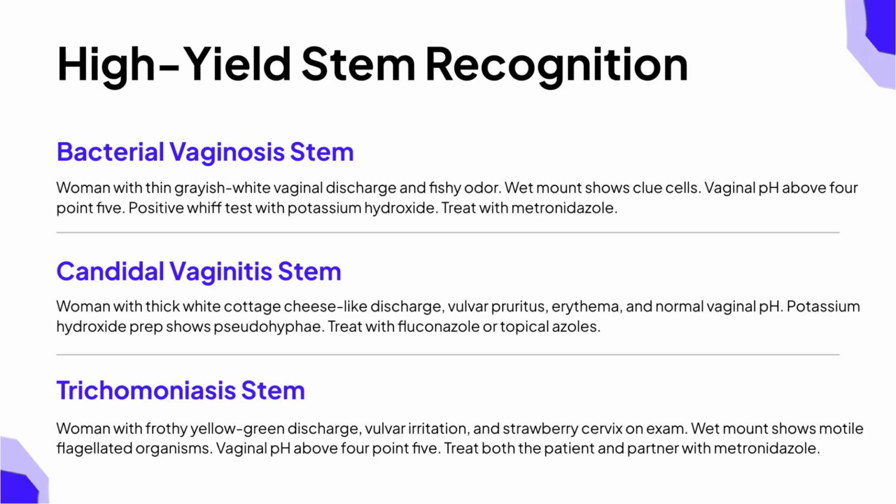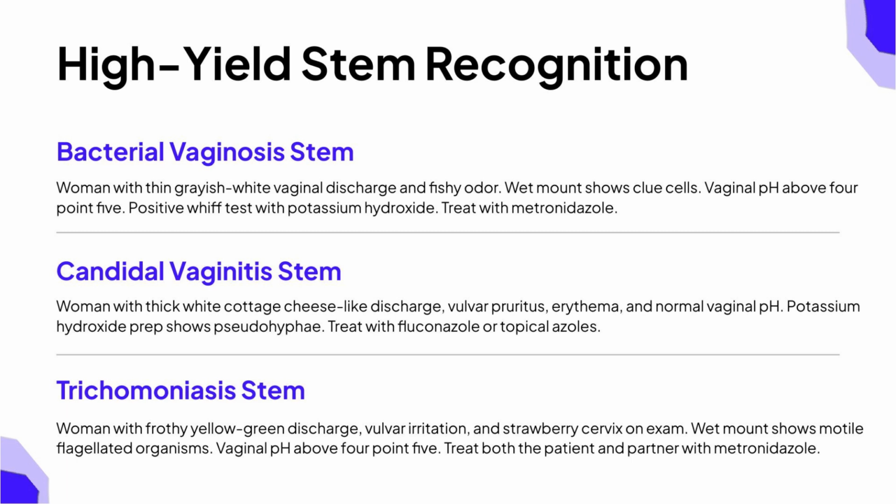Let us go through the high-yield stem patterns for each type of vaginitis. For bacterial vaginosis, the classic stem describes a woman with thin, greyish-white discharge and a fishy odor, often after intercourse. The wet mount shows clue cells, and the whiff test is positive. The key board fact is that bacterial vaginosis is treated with metronidazole, and it is not considered a sexually transmitted infection in the traditional sense.